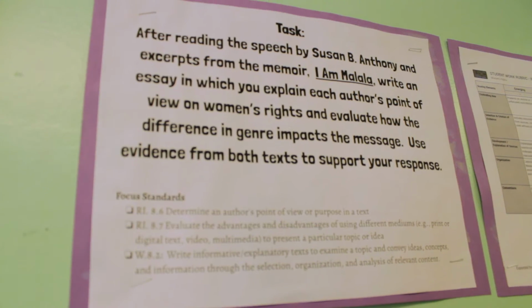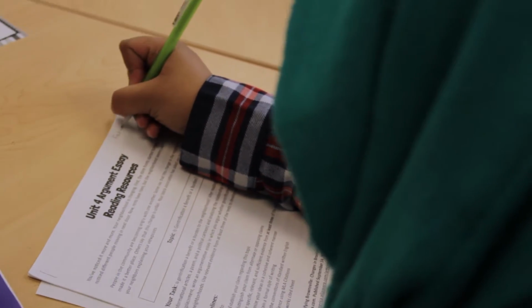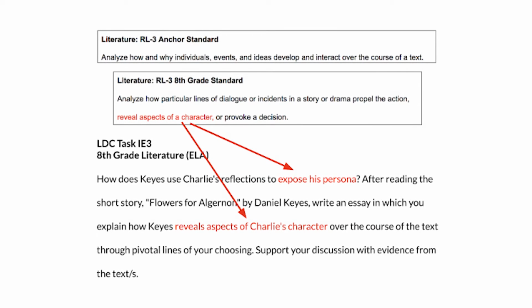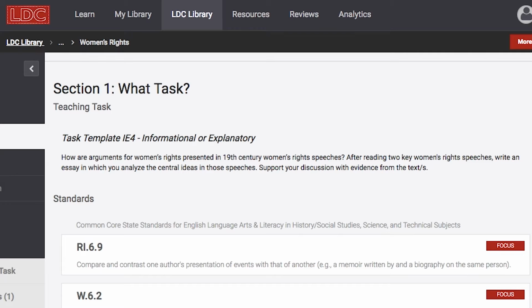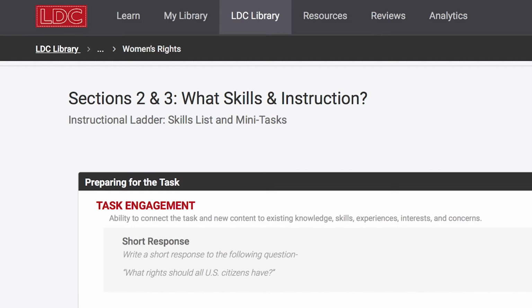The goal of LDC is to create highly rigorous, standards-aligned tasks for students. By having teachers incorporate the language of the standards into the prompt, we help ensure that they're actually creating tasks that meet the demands of the standards and that they're actually teaching to those standards and providing instruction that supports the acquisition of those specific skills.